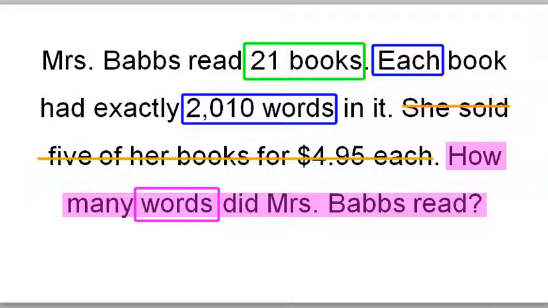So Mrs. Babs read 21 books. Each book had exactly 2,010 words in it. I'm going to take out that part and we want to know how many words Mrs. Babs read. So if you're able to eliminate that entire sentence and still figure out the answer to the question, then that means that that's irrelevant, that it's not helpful, that it's there just as kind of a distractor to confuse you.